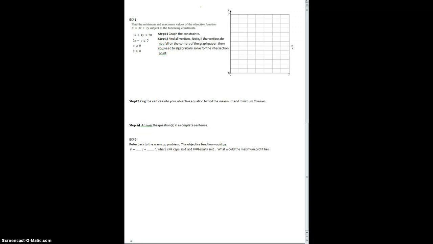Example 1. Find the minimum and maximum values of the objective function C equals 3x plus 2y subject to the following constraints. Step 1 tells us to graph the constraints. Do this the same way that you did on the warm-up. When you're done, check your work with my work. You may pause now.